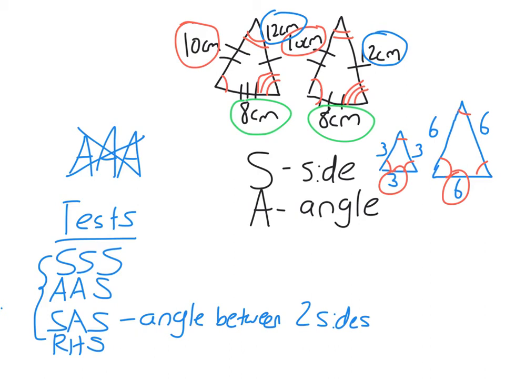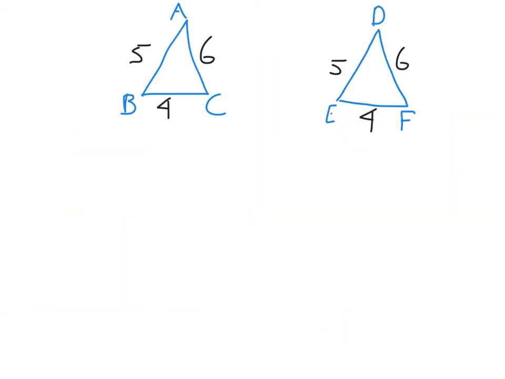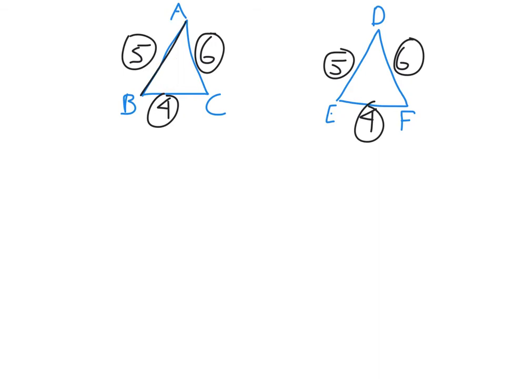Okay, let's go ahead and look at some examples. So let's say I have these two triangles here. Are they congruent? Well, again, I don't know anything about the angles, but I don't need to. These two triangles must be congruent because there are 1, 2, 3 pairs of equal sides. So this is how we write it. This side obviously corresponds to that side because they're the same length. So we can write AB equals DE.